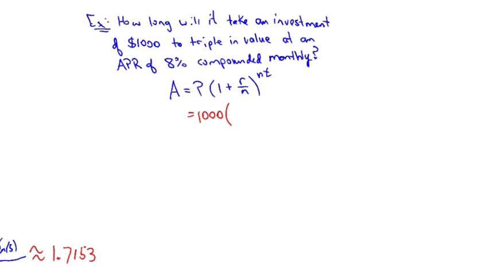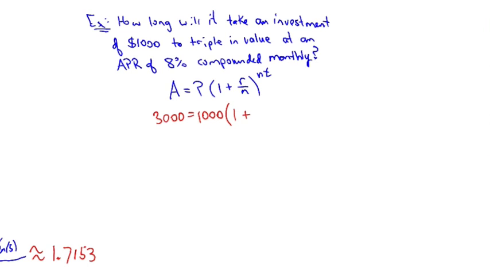I start with 1,000. What am I going to end up with? 3,000, three times as much. So 3,000 goes in for A. I want to know when my $1,000 turns into $3,000, which is triple of how much I invested to begin with. Then it goes 1 plus, what's R?